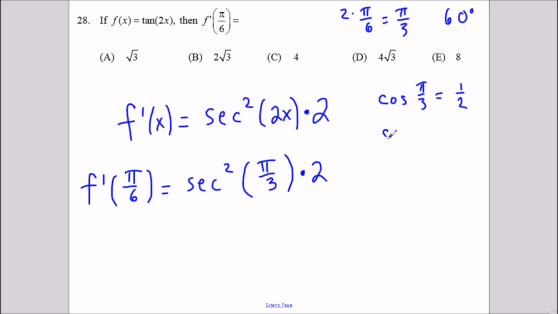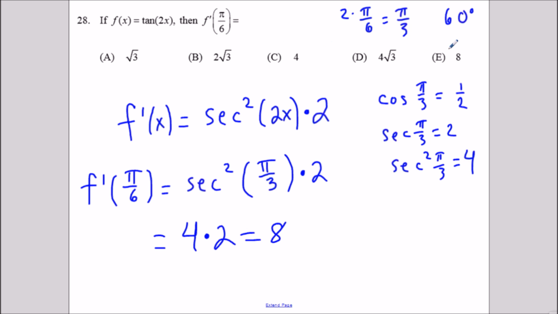So that means that secant at pi over 3 is the reciprocal, which is 2. So then secant squared at pi over 3, if we square both sides, is equal to 4. So to simplify this, this is just 4 times 2, which is equal to 8. So this works out to choice E.